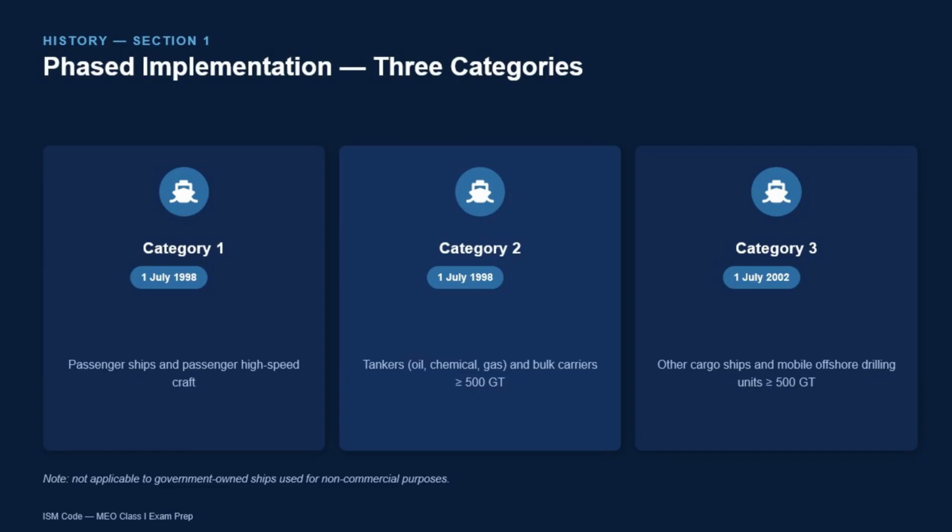Phase 3 came into effect on the 1st of July 2002 and covered all other cargo ships and mobile offshore drilling units of 500 gross tonnage and above. Government-owned ships used only for non-commercial purposes are outside the scope of the ISM Code.